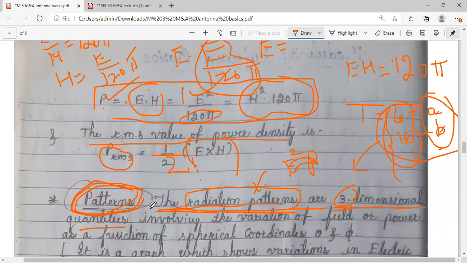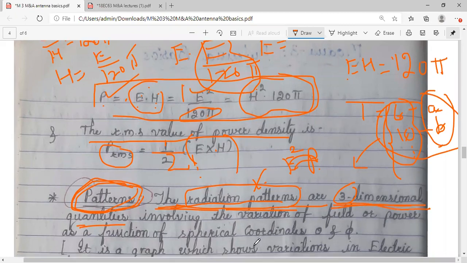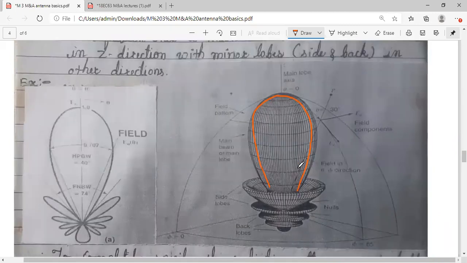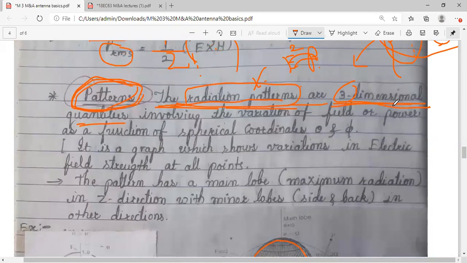And what are patterns? The patterns are three-dimensional quantities. You can see here I have drawn it. It looks like a balloon-like structure. This is on a 2-dimensional paper, so I have tried to represent it. Try to imagine a 3D view, a round balloon shape. So it is a 3-dimensional quantity pattern.